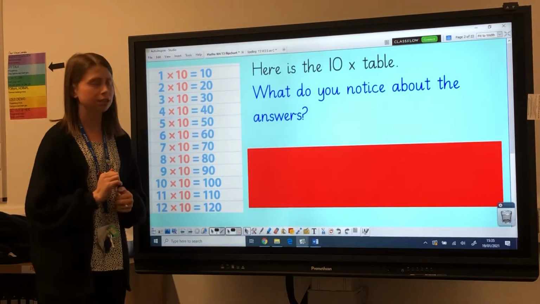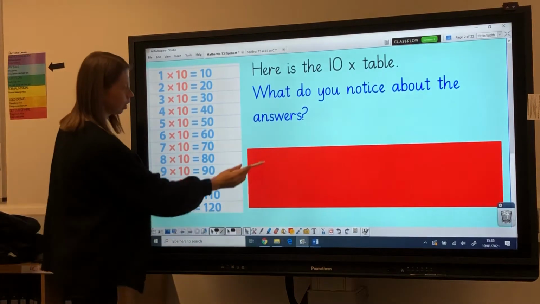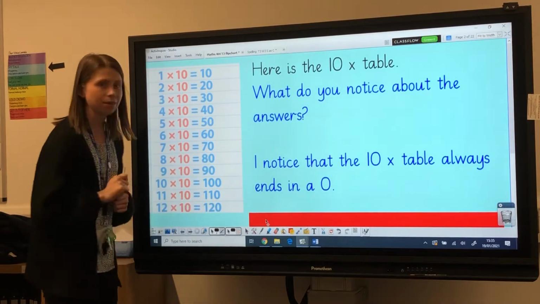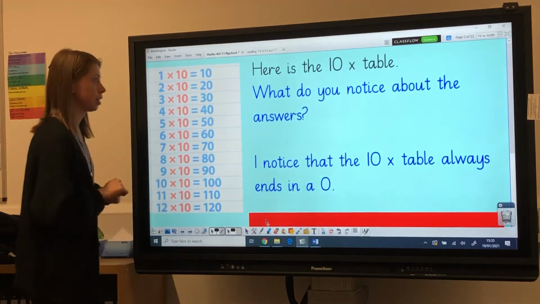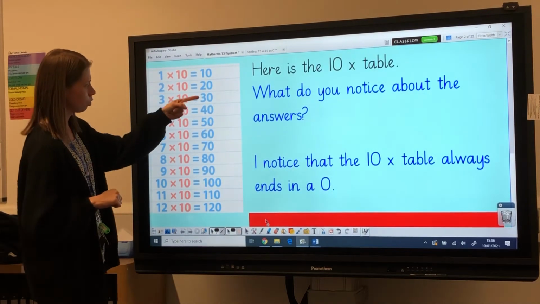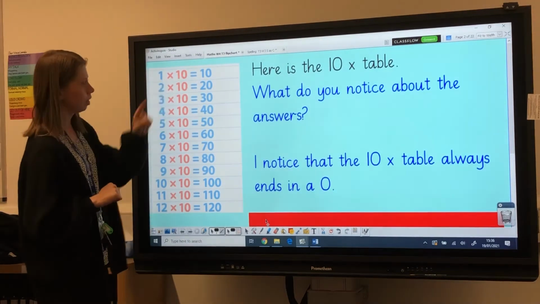You can write your answer down, or you can tell your adult at home. And let's have a little look. So, the main thing that I notice about the 10 times table is that the answers, what do they always end in? That's right, they always end in a 0.